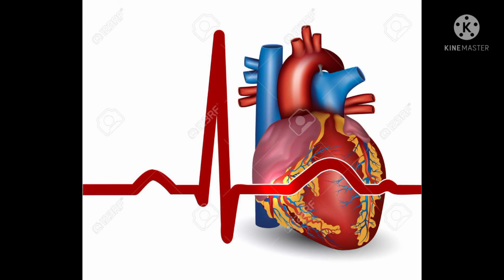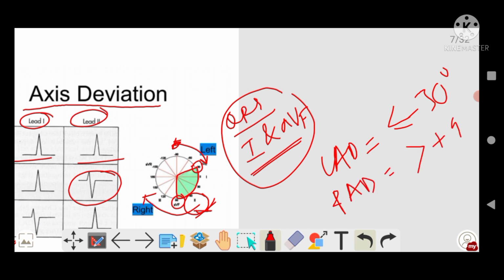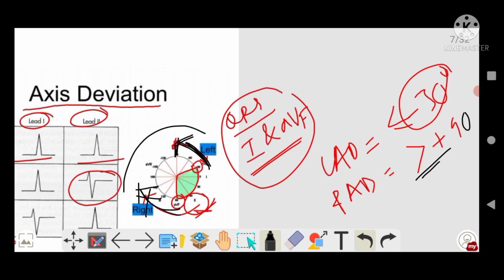As we discussed, left axis deviation is less than or equal to -30, and right axis deviation is more than +90. Less than or equal to -30 will go somewhere like this. And right axis is more than +90, so 90 starts from here, and it will go around like this. So this will be your right axis and this will be your left axis. Because the diagram was small, I hope you can understand from this now. Okay.